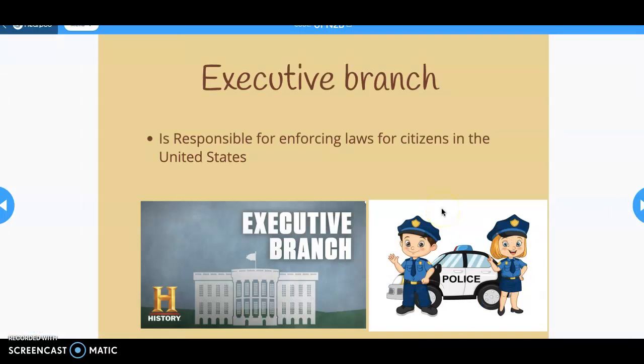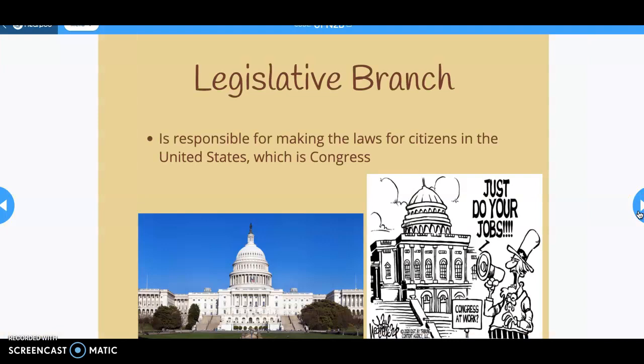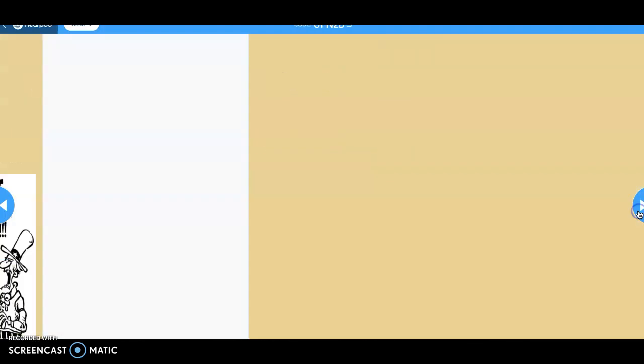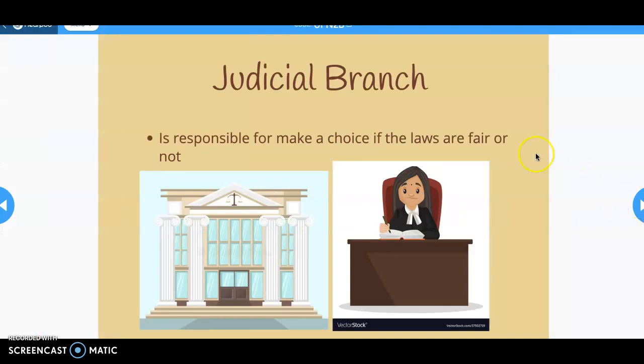In the lesson, I included several interactive activities such as a collaborative board, a video with questions, a matching game, and self-reflection questions as well, to allow me to assess each individual child and to make sure they understand the lesson completely. Here is the executive branch and what they're responsible for, as well as the legislative branch, and the judicial branch, and which person is responsible for that as well.